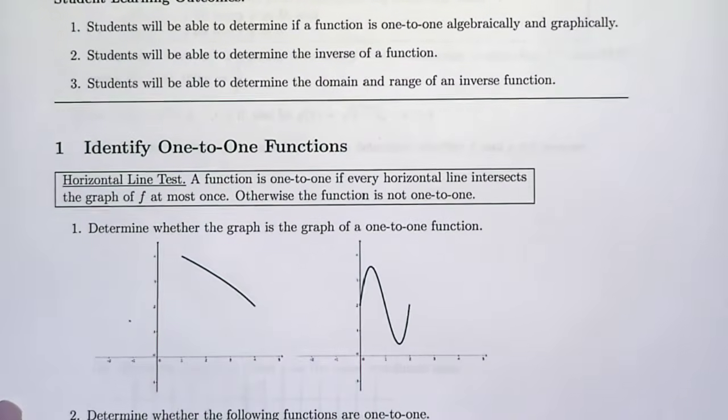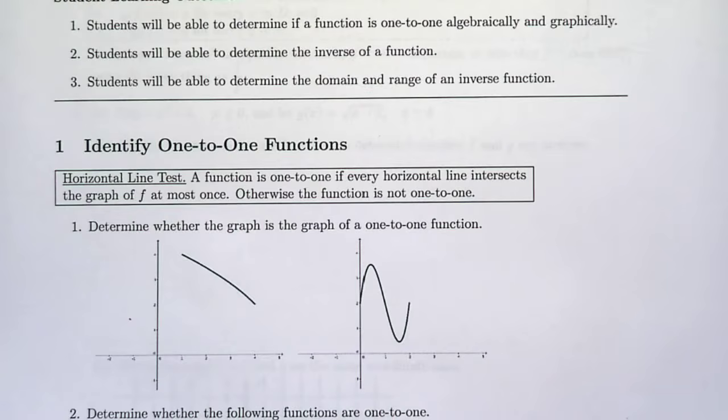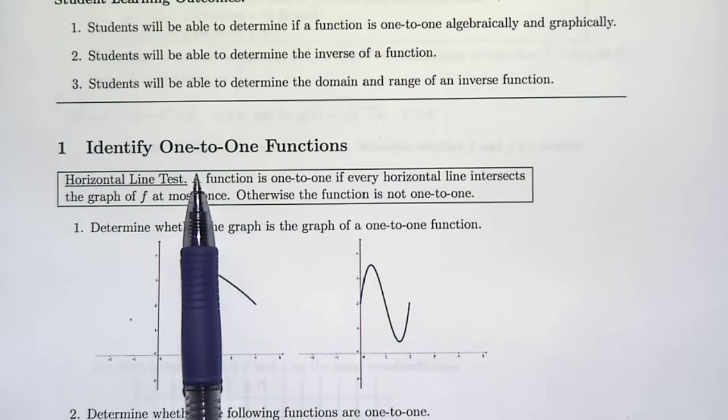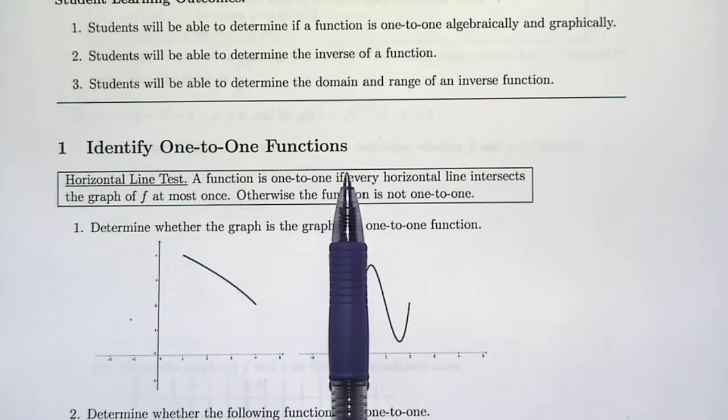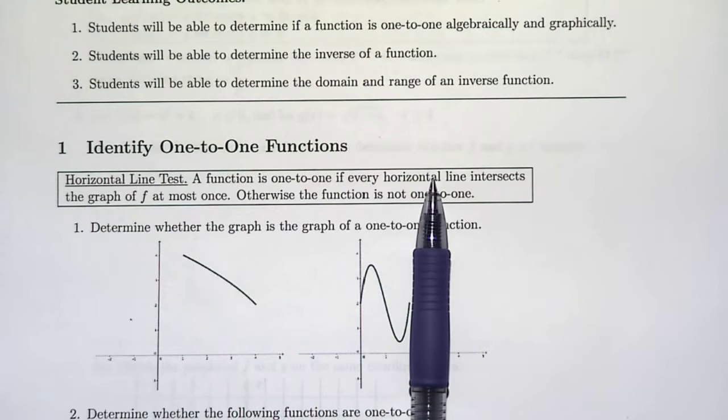What does it mean for a function to be one-to-one? Well, it has to pass the horizontal line test, so we'll talk about what that is. A function is one-to-one if every horizontal line intersects the graph of f at most once. Otherwise, the function is not one-to-one. This should look familiar to the vertical line test, right? We determine if something is a function if it passes the vertical line test. If we have a vertical line, the line touches the function at most once. That's how we know it's a function.